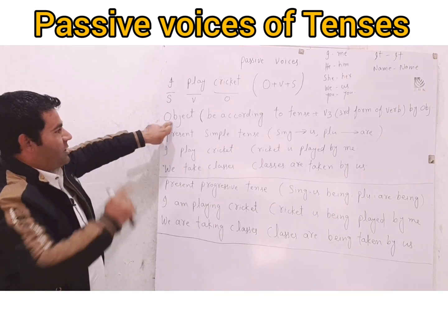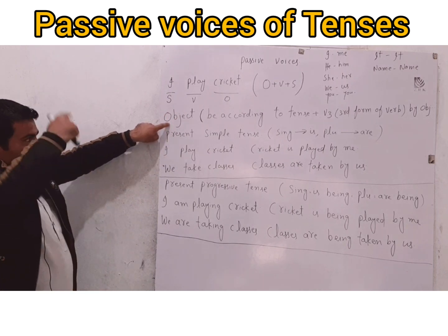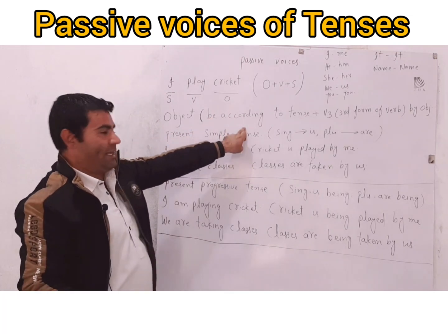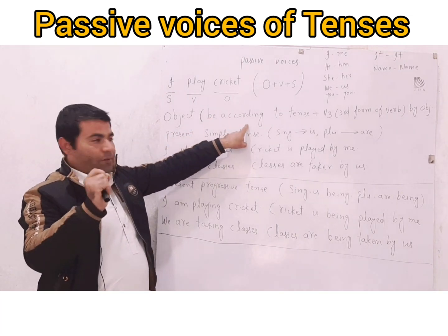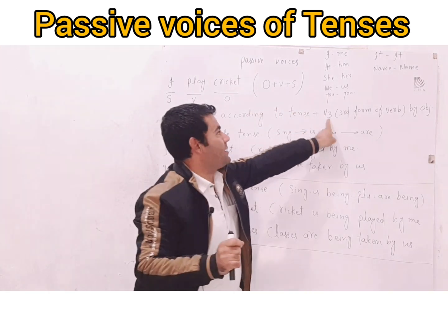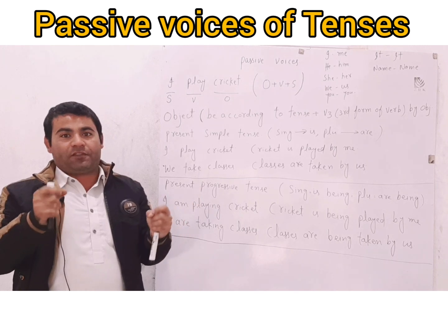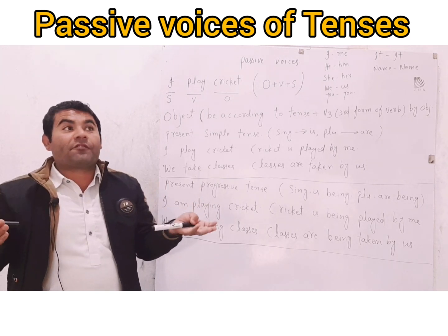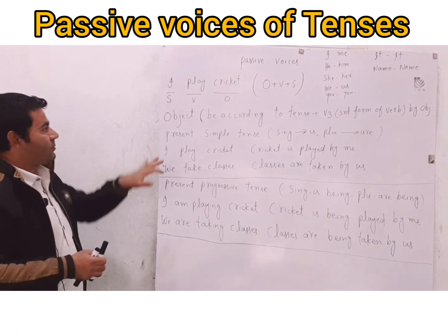I have mentioned here the whole structure of the passive voices: first we'll put the object, the object will come to the place of the subject, then we'll put be according to tense. According to tense means that each tense has its own be. And then we'll put the third form of the verb. Remember, in all of the passive voices, we'll have to use the third form of the verb. There is no passive voice in which the third form of the verb is not there. If there isn't a third form of the verb, it's not passive voice.